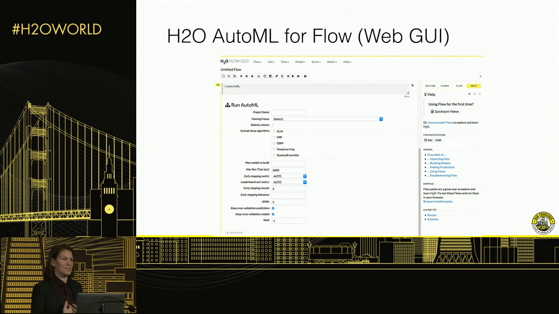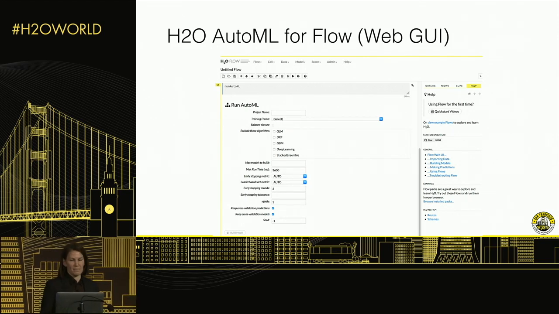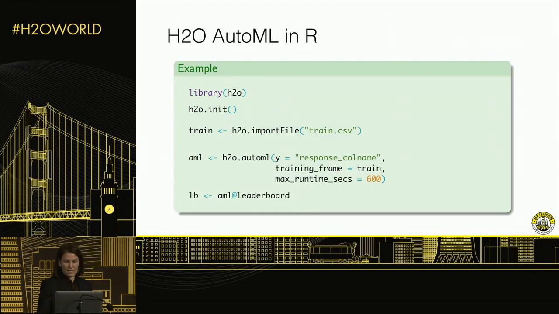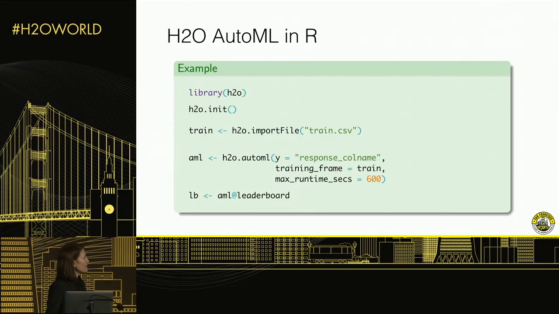So maybe you're interested in minimizing log loss. Well, then you could tell AutoML that that's your goal instead of maximizing AUC. So there are things that you can tweak. And this is just what it looks like in R. It has the same interface, or same look and feel, as all the other H2O algorithms.